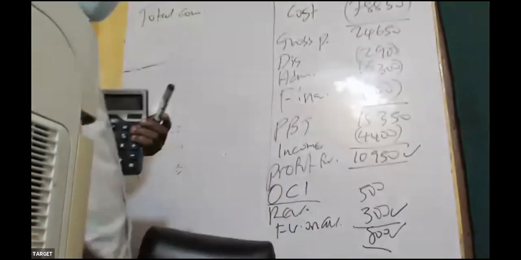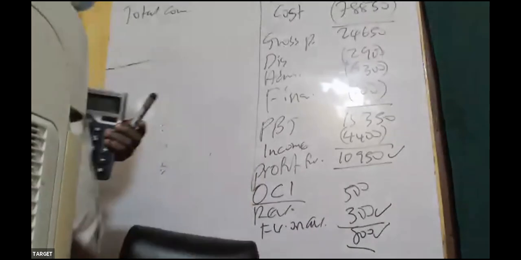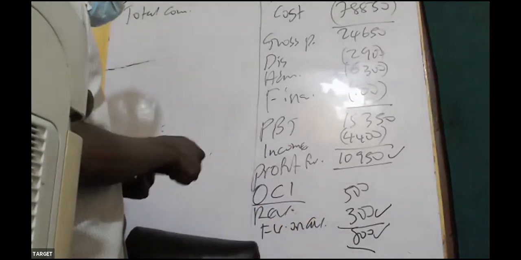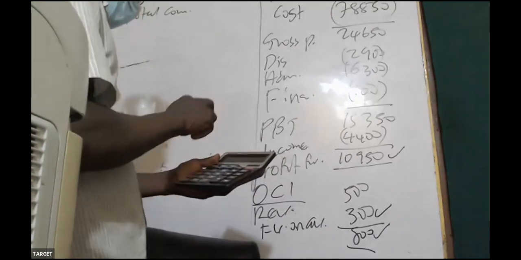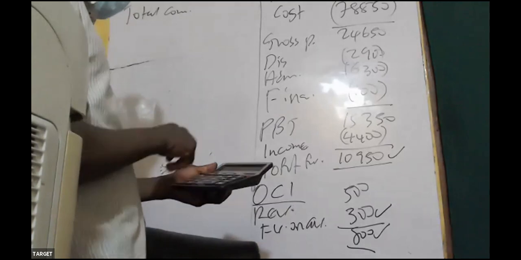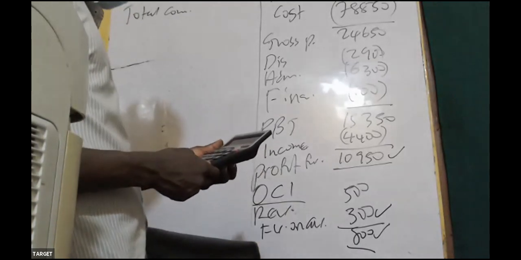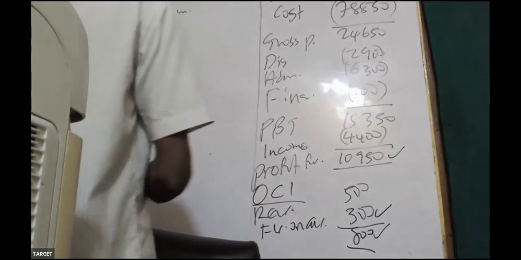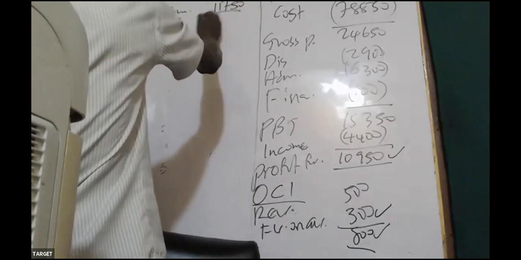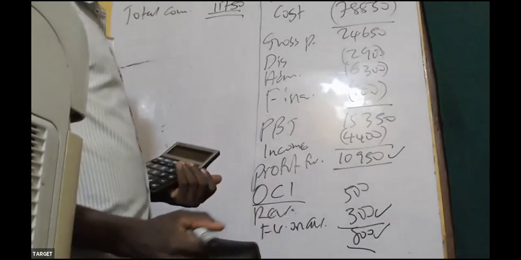Good. So total comprehensive income will be, putting these two together, 10,950 plus 800, which is 11,750. 11,750. Double underlining that, we are done.